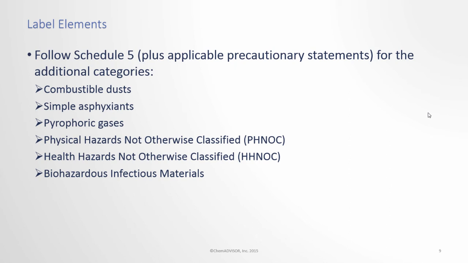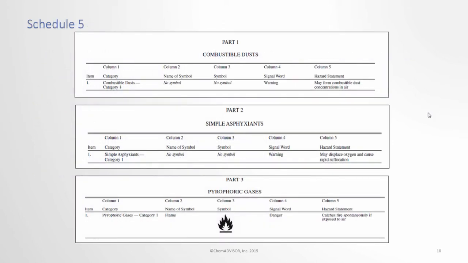As far as the label elements for those endpoints which are not found in the Purple Book, such as combustible dust, simple asphyxiants, pyrophoric gases, PHNOC, HHNOC, and biohazardous infectious materials, you need to look to Schedule 5 of the HPR, and this slide just gives you a snapshot of the first 3.